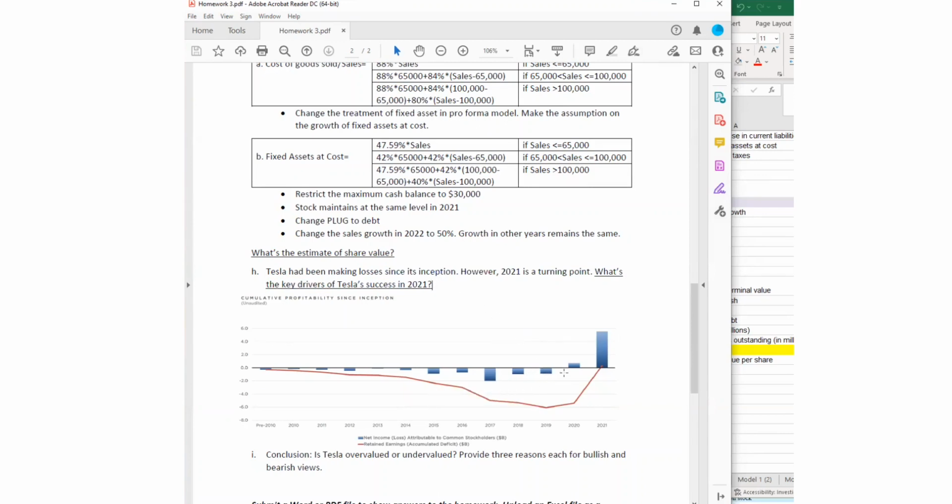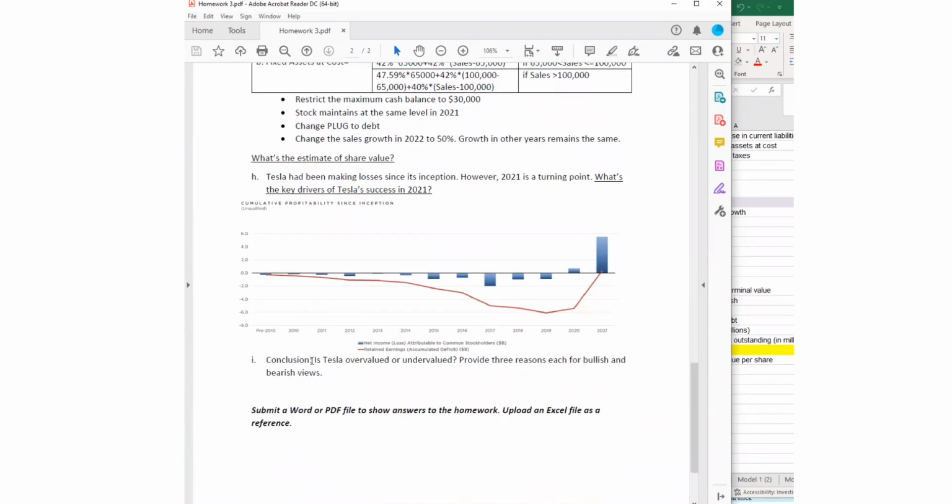So for Tesla, mainly in their previous years, is to reduce their costs, reduce their operating costs, reduce their cost to produce their products, and then also reduce the cost of raw materials. So reduce the cost in every aspect of the company. So I think in 2020, they have started to enjoy some economy of scales. And then in 2021, the effect has been shown in their growth for the profitability. And then finally, summarize whether Tesla is overvalued or undervalued, and provide 3 reasons for bullish and also bearish views.